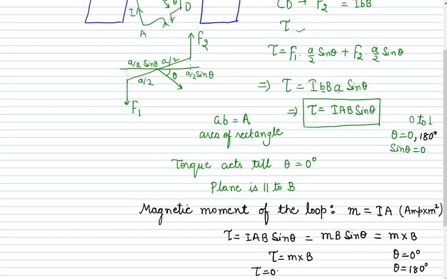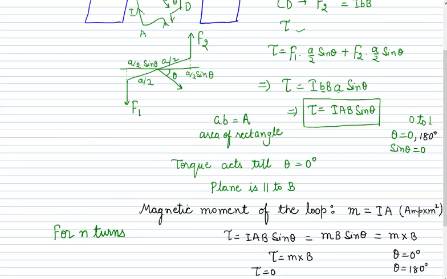That means the magnetic moment is parallel to B or the magnetic moment is anti-parallel to B, right? So in this case the tau vanishes, and this M is equal to IA. And if you are having N turns, then how will it modify? So you can write down for N turns.